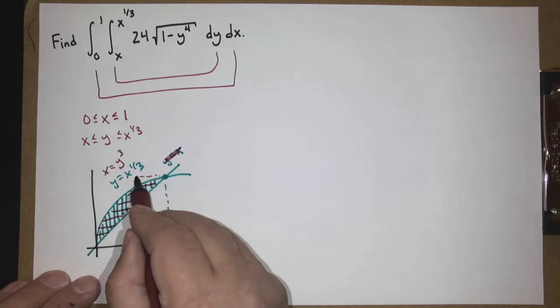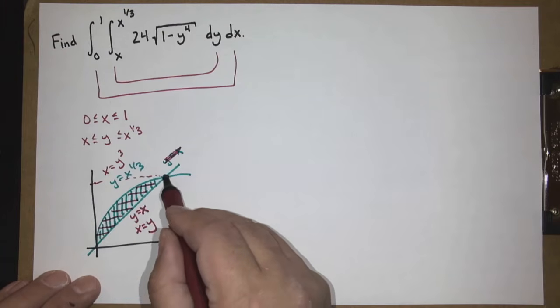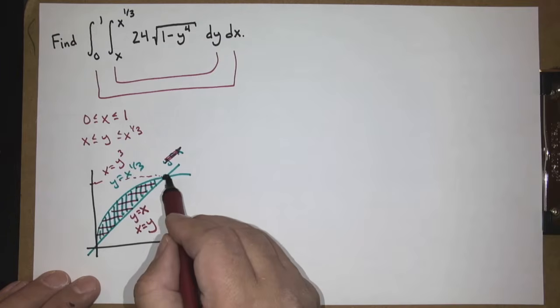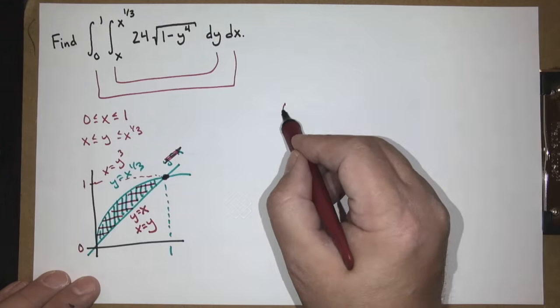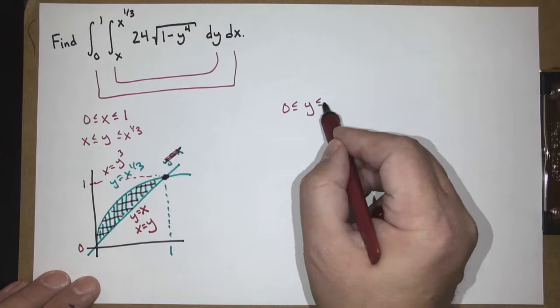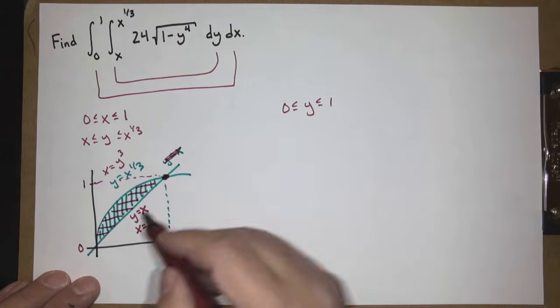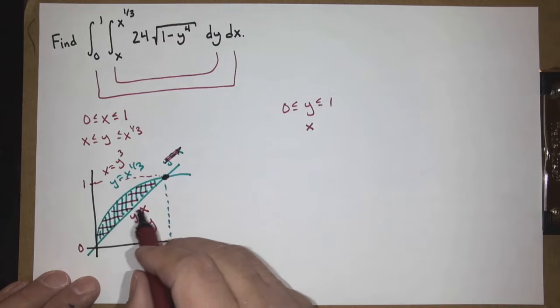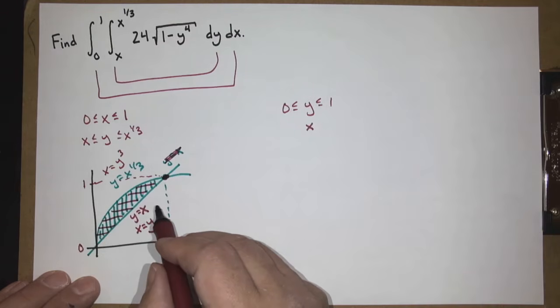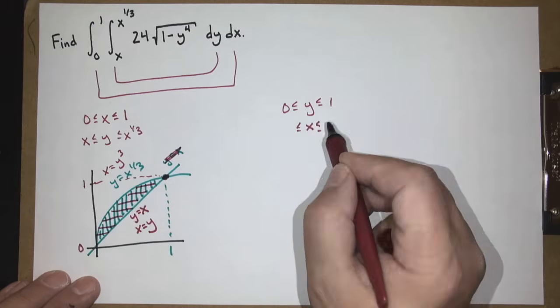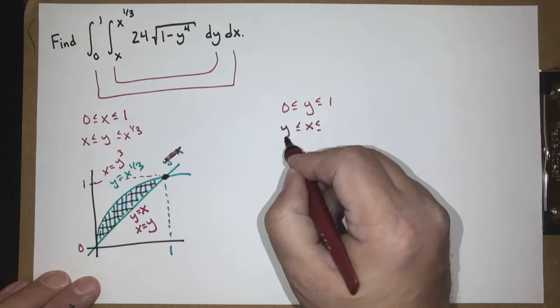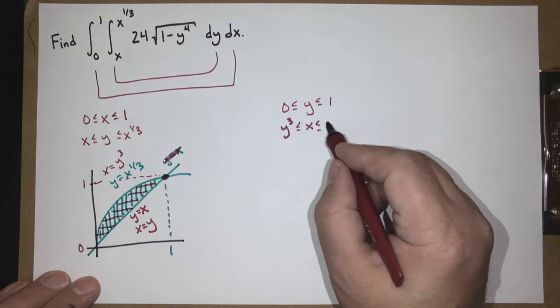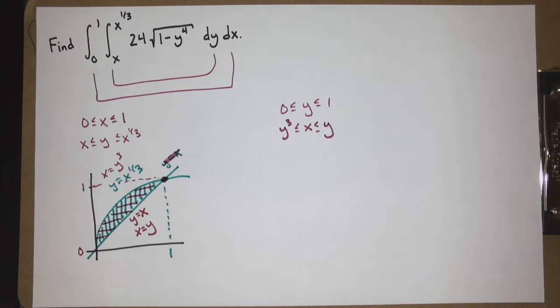We have to find a couple of points. Which y value is this at? At this corner? 1 and 0. So we have 0 less than or equal to y less than or equal to 1. That's where y goes from. And then x, left to right, low to high. So what's on the left-hand side, the low value? y cubed. Always think low to high, low to high, left to right, down to up.